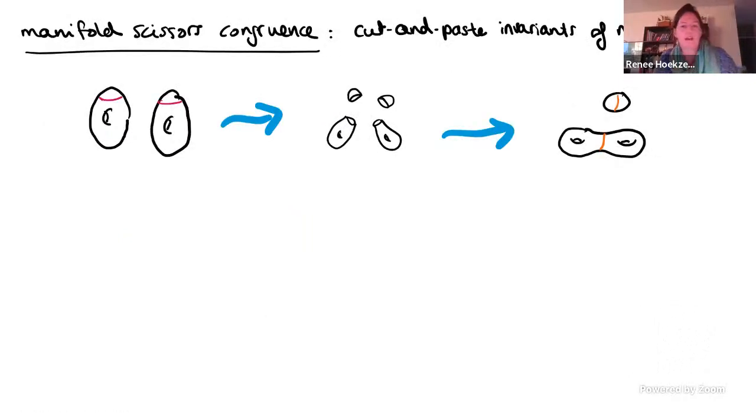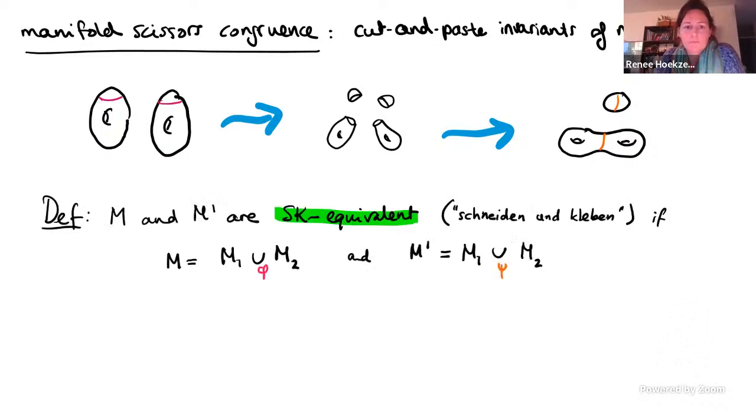So our setting is that of a different kind of scissors congruence, which is manifold scissors congruence. So cutting and pasting of manifolds. I call two manifolds M and M' SK equivalent, for schneiden und kleben, which is German for cut and paste, if I can write M as two pieces M1 and M2 glued along the boundary over phi, and I can write M' as the same two pieces but glued along a different diffeomorphism over the boundary.